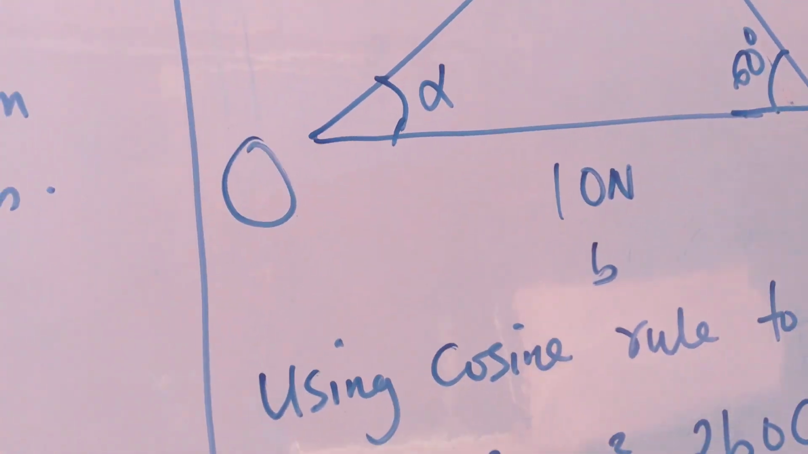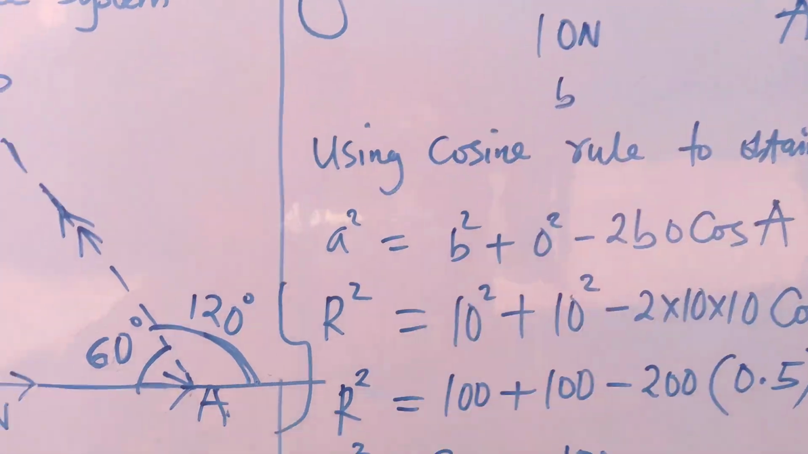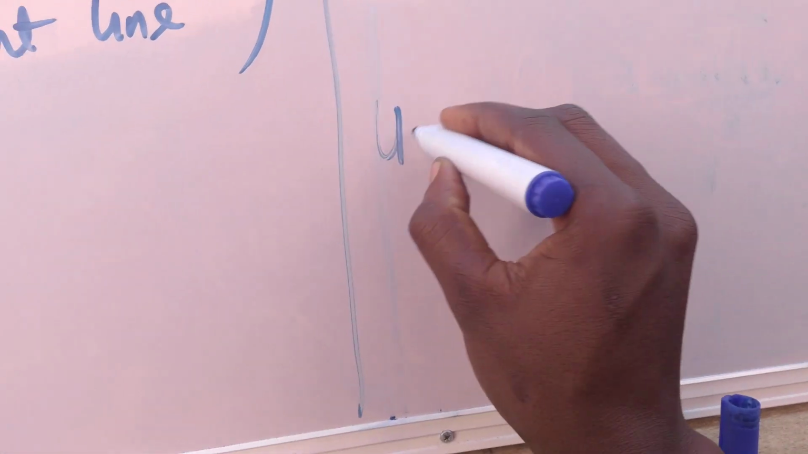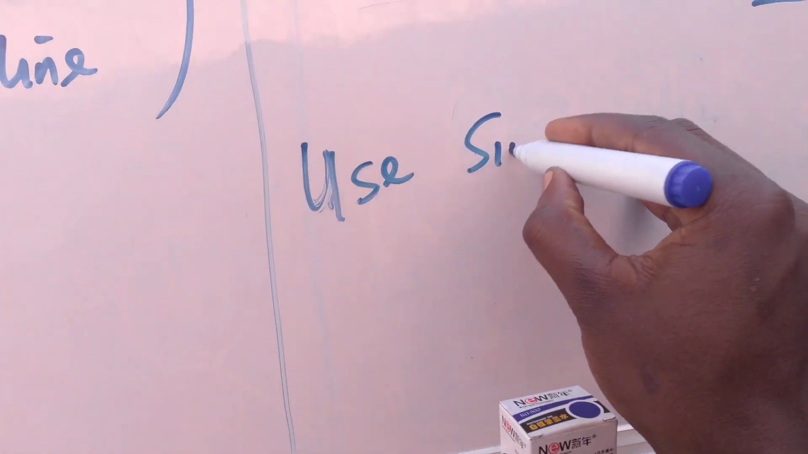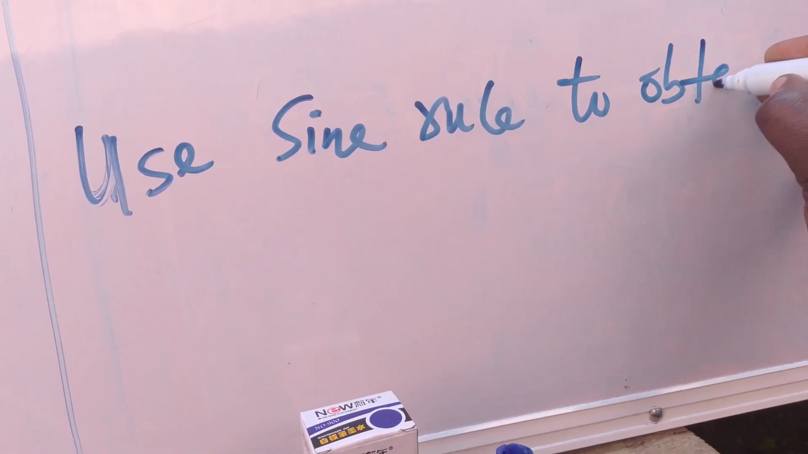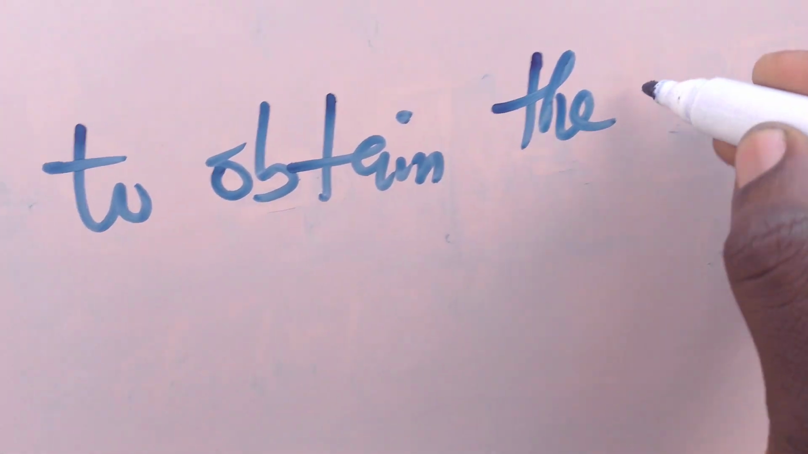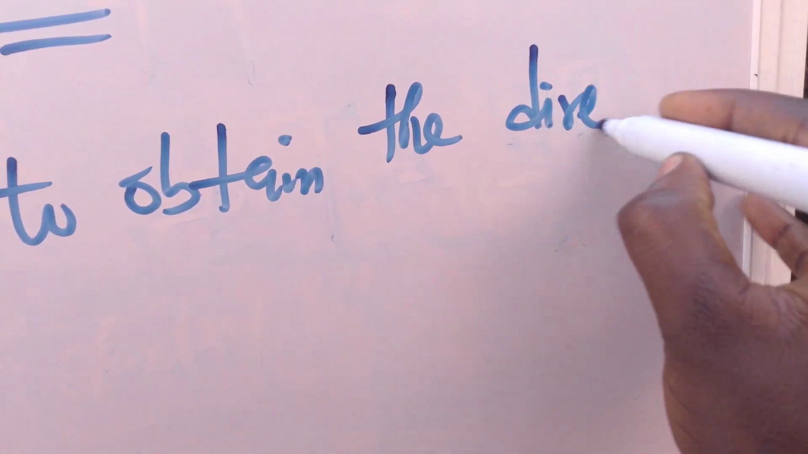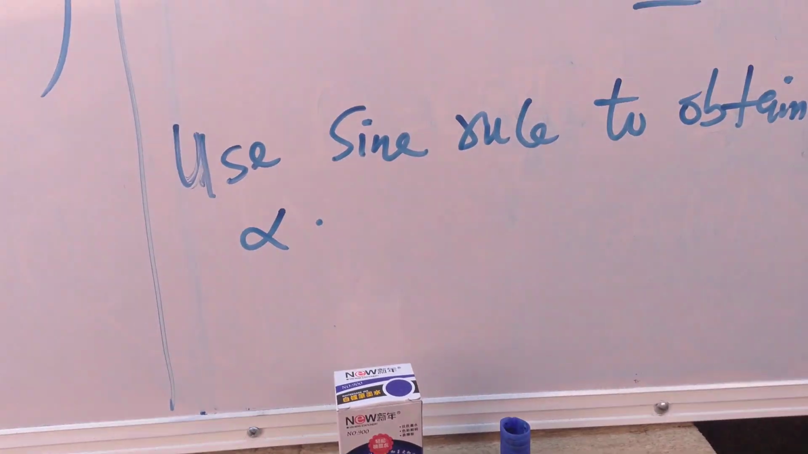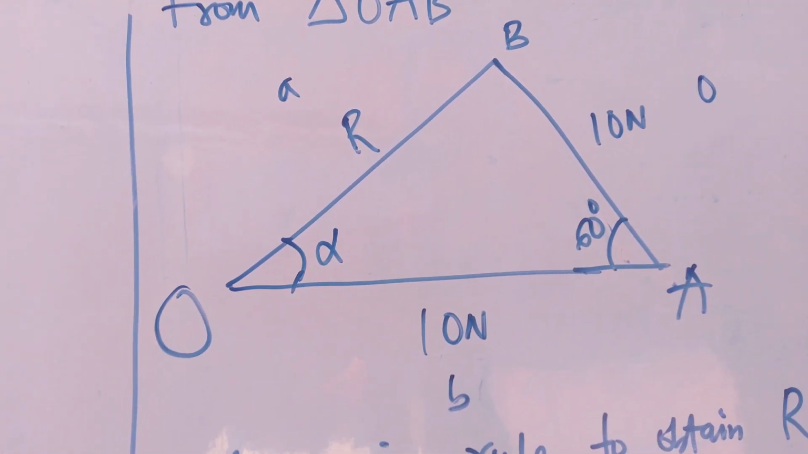Then if you choose to find the direction alpha, how do you find the direction? Use the sine rule to obtain the direction alpha. So let's use the sine rule and find the direction. We'll come back to this diagram.